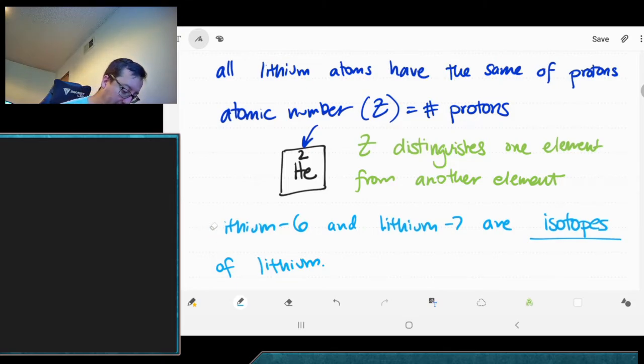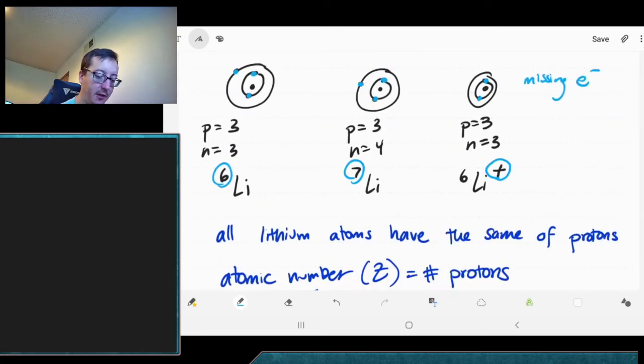I don't know why I capitalized it. We don't typically capitalize elements. I guess it's the beginning of a sentence, but whatever. We talk about these, and we read them lithium-6, lithium-7. We call them isotopes. And we see here that otherwise they're identical except for the number of neutrons. Right? We saw the protons the same, electrons the same, but the neutrons were different.